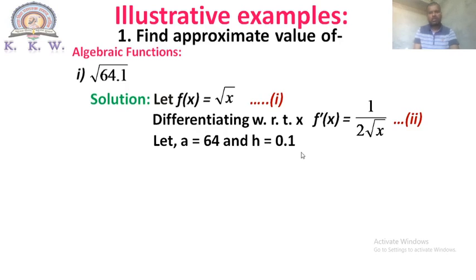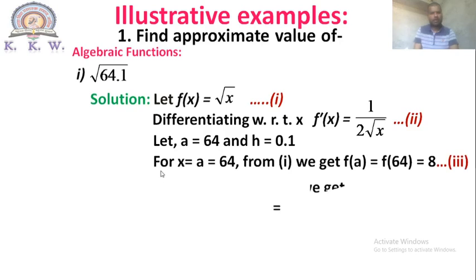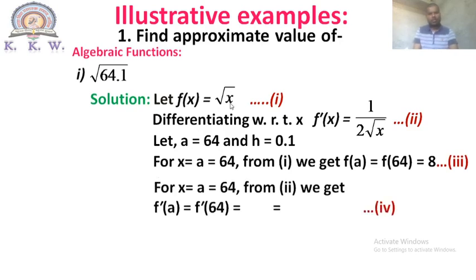How to get h? 64.1 minus 64. Therefore, h is 0.1. Now, after finding the values of a and h, put x is equal to a, which is equal to 64, in f of x and f dash of x. We will get f of a is equal to square root of 64 is equal to 8 and f dash of a is equal to 1 upon 2 root 64, which is equal to 1 upon 2 into 8, that is 1 by 16, equal to 0.0625.